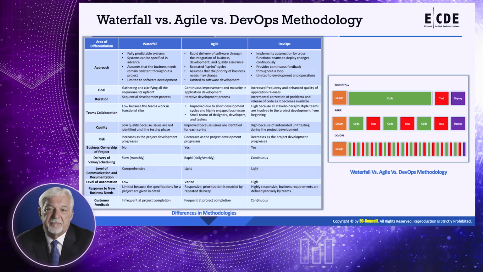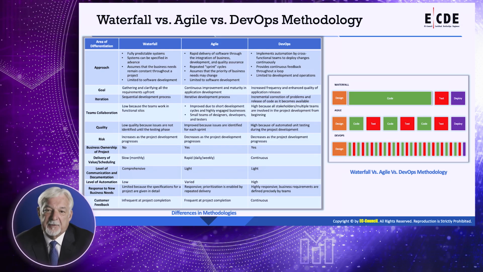Waterfall versus Agile versus DevOps methodology. Basically, the areas of differentiation with the approach. With Waterfall, you have fully predictable systems and what you're trying to design and get to. It's all up in the requirements, doesn't change much. Systems can be specified in advance, and Waterfall assumes that the business needs remain constant throughout a project. There's limited focus, if you will, on software development.